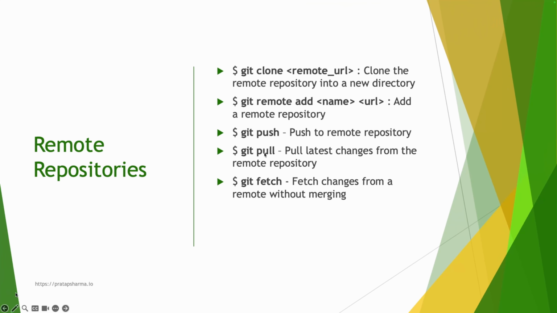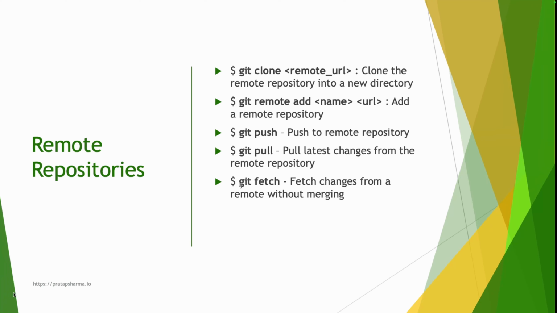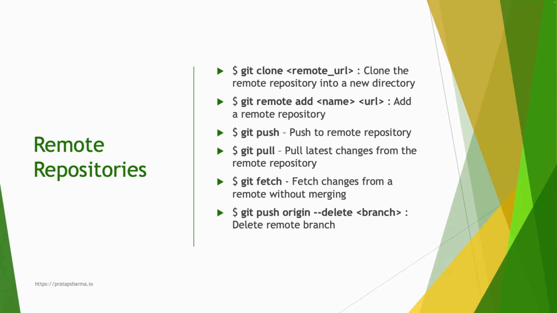So it means that git pull will pull the changes from the remote repository and it will merge the changes. But git fetch will fetch the changes from a remote without merging. It fetches the changes, but without merging them into my local. So git fetch will be used only to understand if there are any changes or any updates in my branches. Okay. So let's learn about the next command, git push origin --delete.